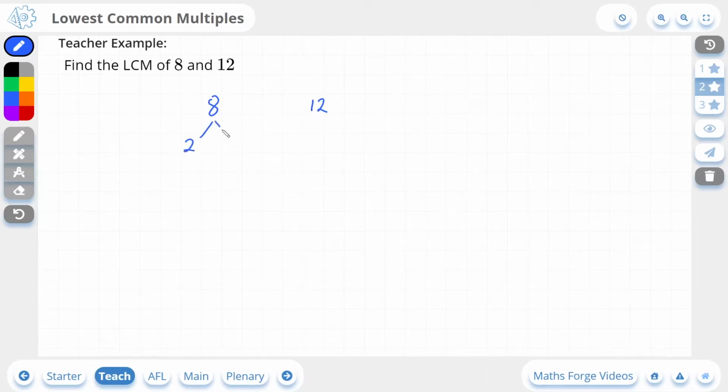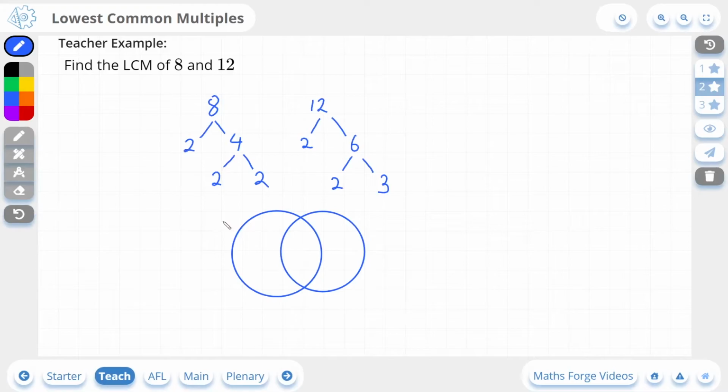8 breaks down into a 2 and a 4. And 4 breaks down into another 2 and a 2. And 12 breaks down into a 2 and a 6. And the 6 breaks down into a 2 and a 3. So now I will draw a Venn diagram to represent the prime factors of 8 and 12. And let's see what that looks like.